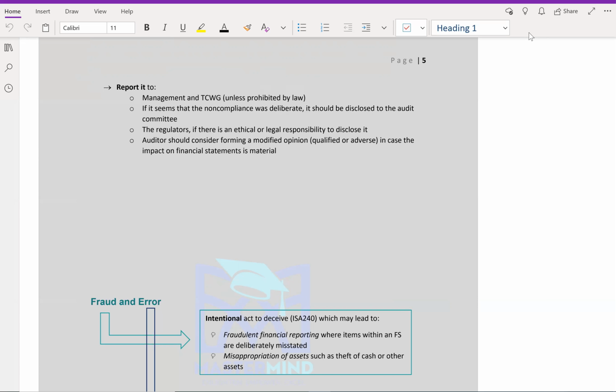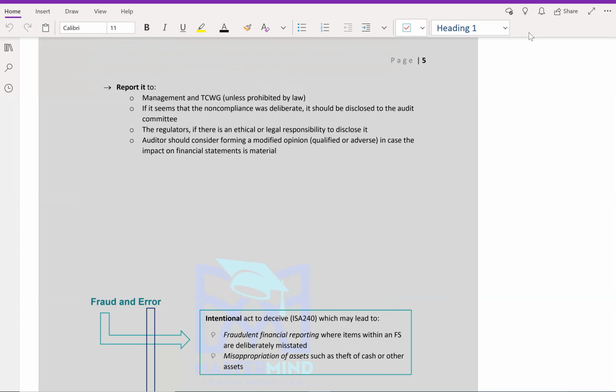Non-compliance should be reported to management and those charged with governance unless prohibited by law. There could be instances where, if you come across non-compliance as an auditor, let's say money laundering, you are prohibited by law from disclosing it to the client before you disclose it to the regulatory authorities. If the non-compliance seems deliberate, it should be disclosed to the audit committee and the regulators.